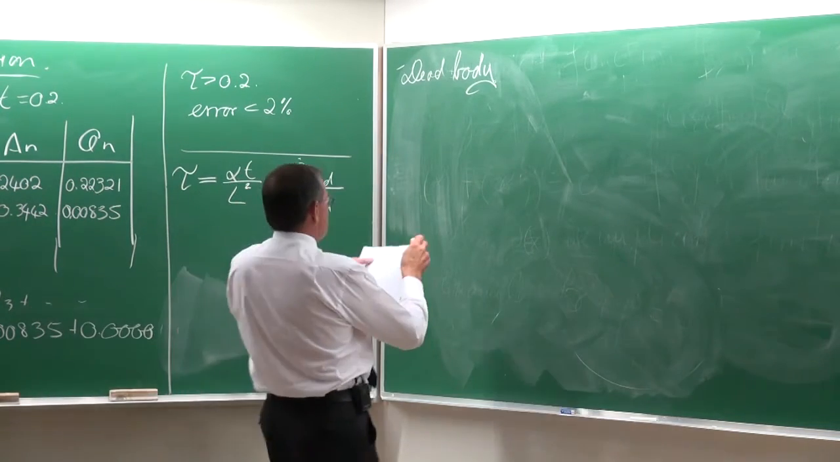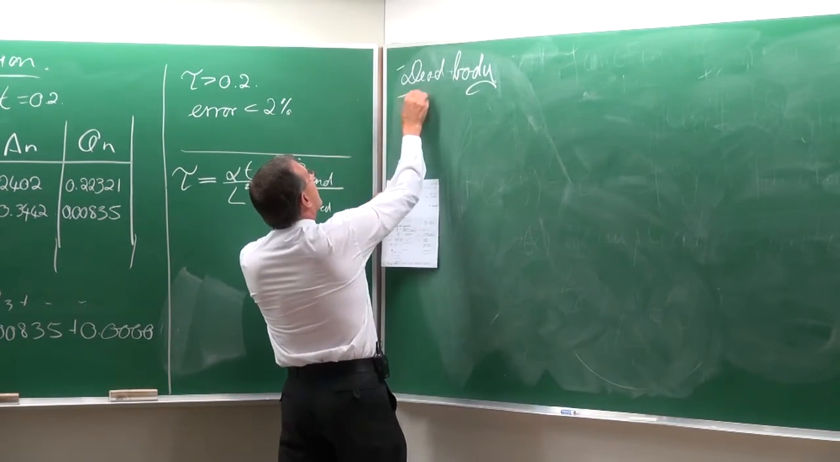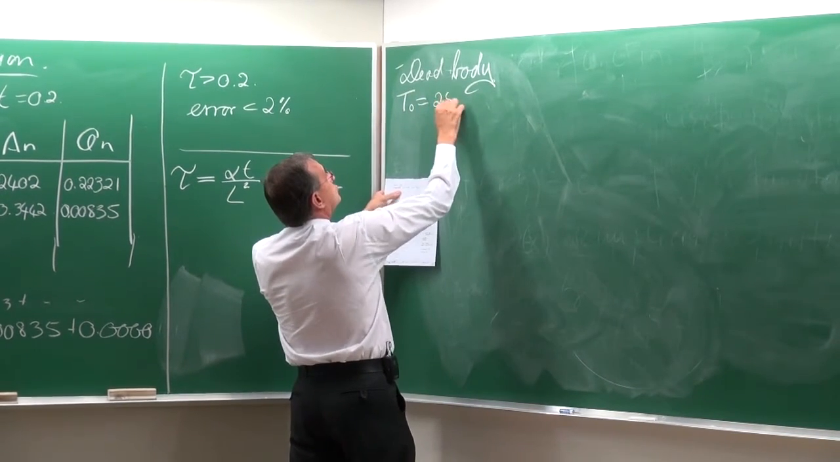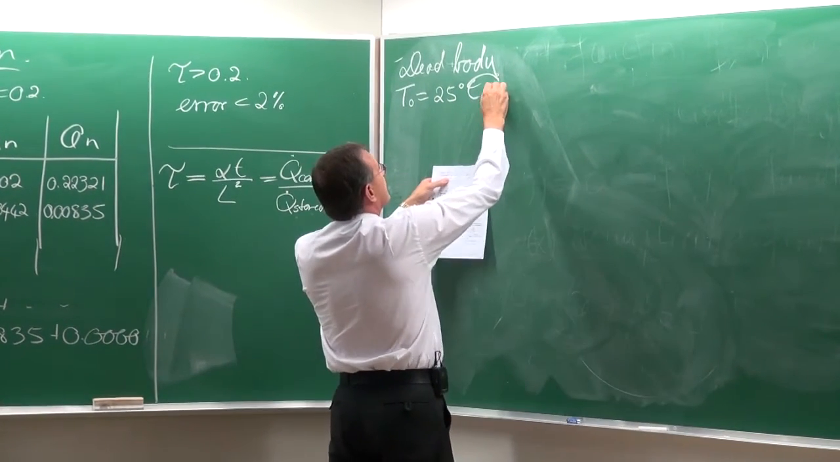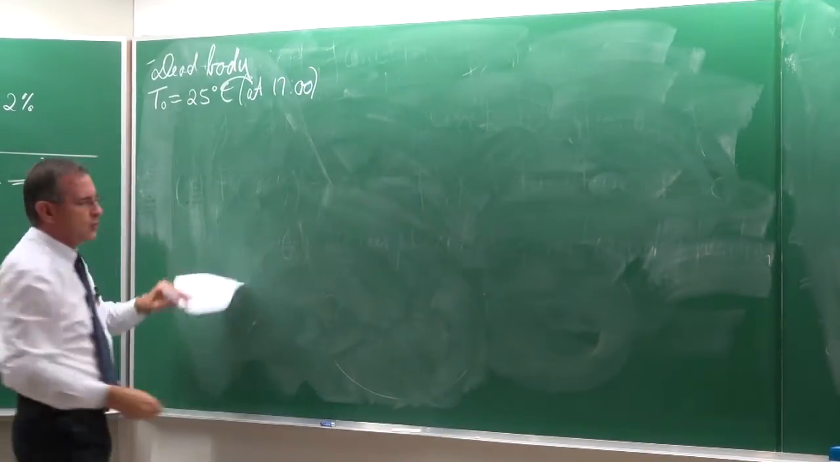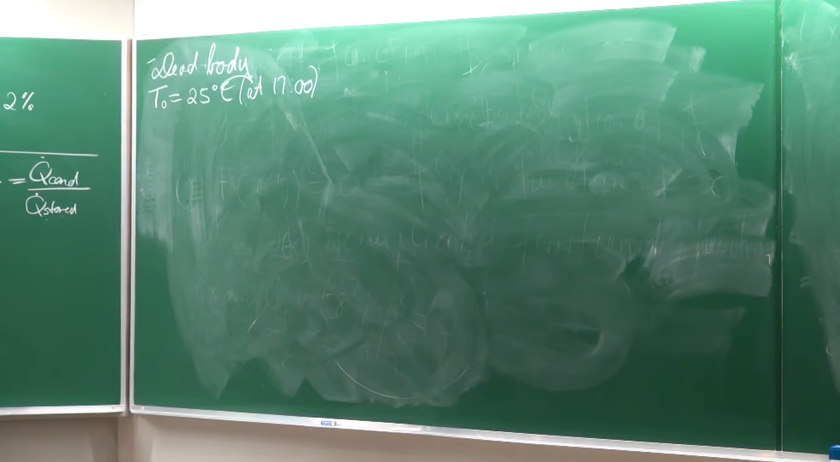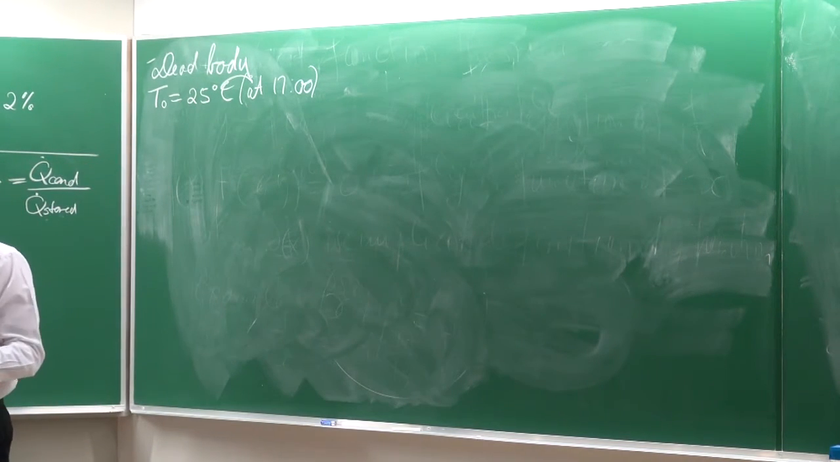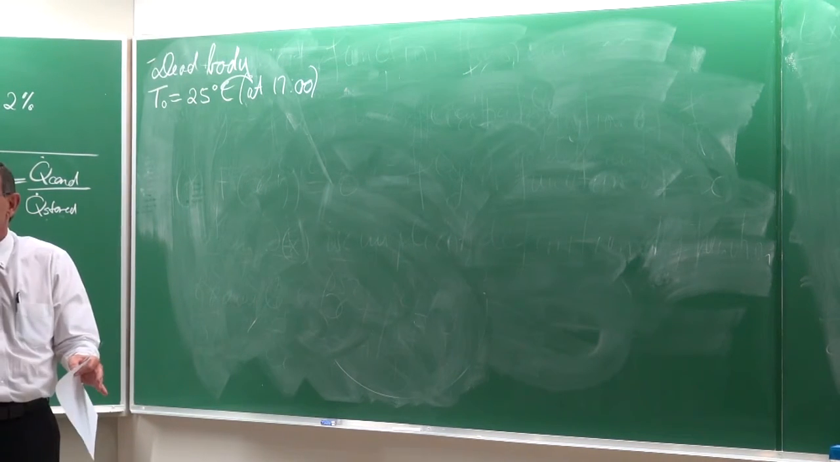Now, in this case, the temperature at the center was found to be 25 degrees Celsius, and that was at 1700 hours when the test was done. So the body temperature is 25 degrees Celsius. Okay, so the question is, when was the person killed? When did he die?